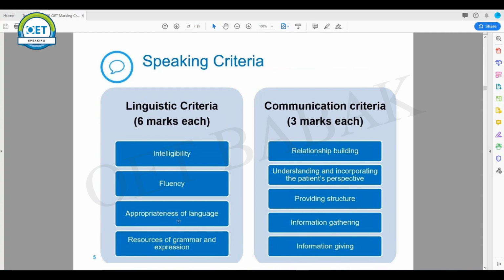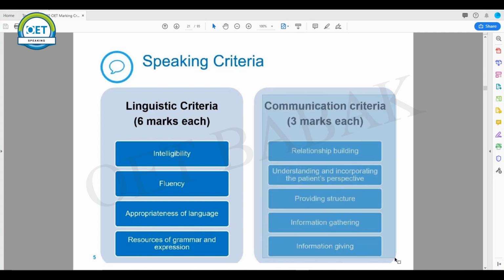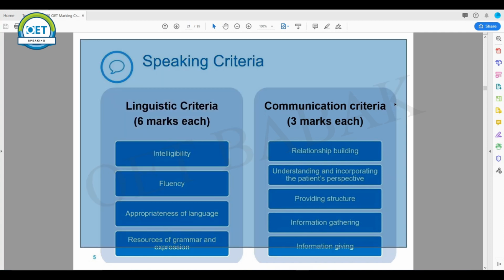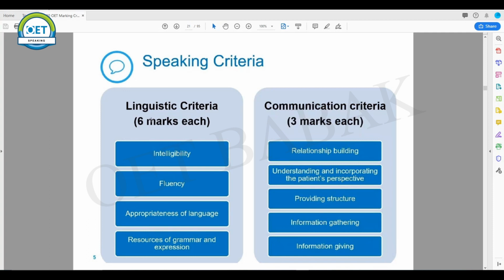Those that used to be 400 marks have reduced their marks. There are now more marks for communication criteria. Basically, they have doubled the marks for communication criteria, which was the overall task fulfillment, and there are now fewer marks for this part. I would say nearly 300 marks for the linguistic criteria, 200 for communication criteria.